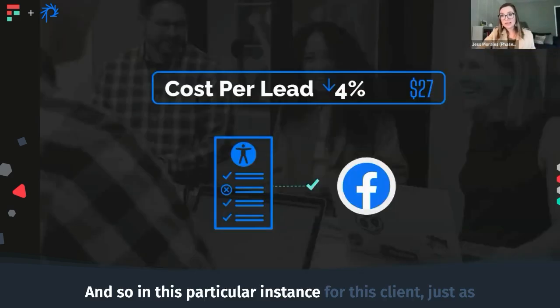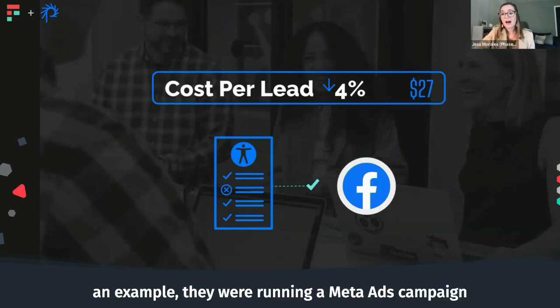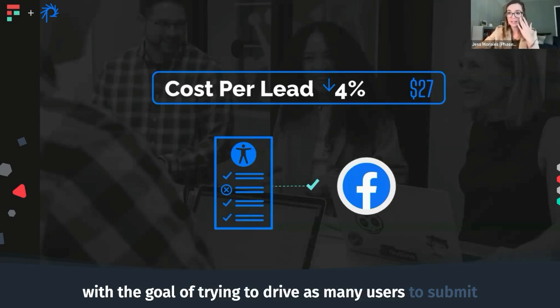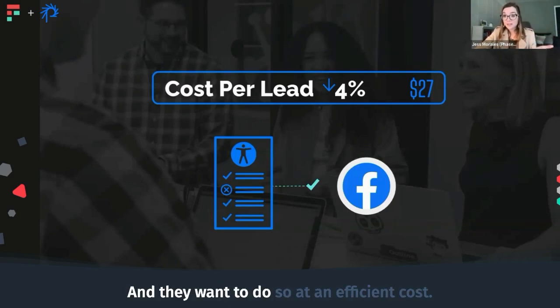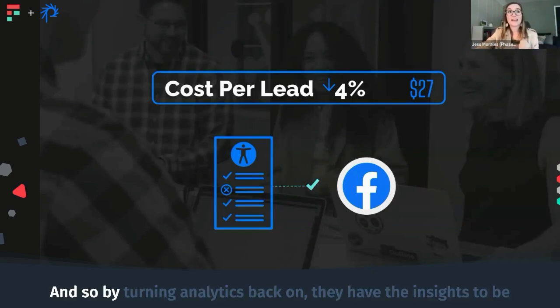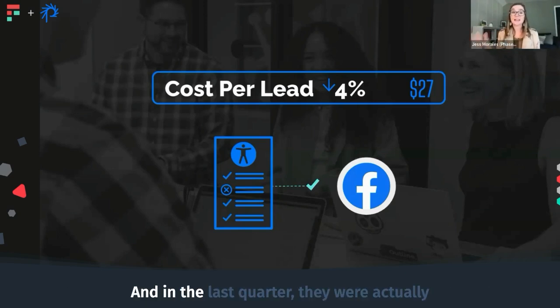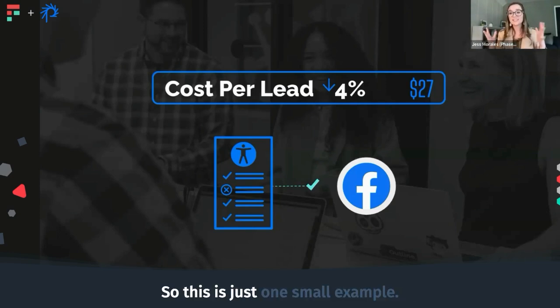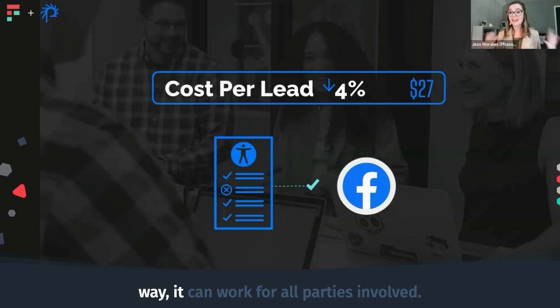And so in this particular instance for this client, just as an example, they were running a Meta ads campaign with the goal of trying to drive as many users to submit a health risk assessment form on their site. And they want to do so at an efficient cost. And so by turning analytics back on, they have the insights to be able to see what's working, what's not working with that campaign. And in the last quarter, they were actually able to decrease their cost per lead by 4%. So this is just one small example. When we are able to use analytics in a safe way, it can work for all parties involved.